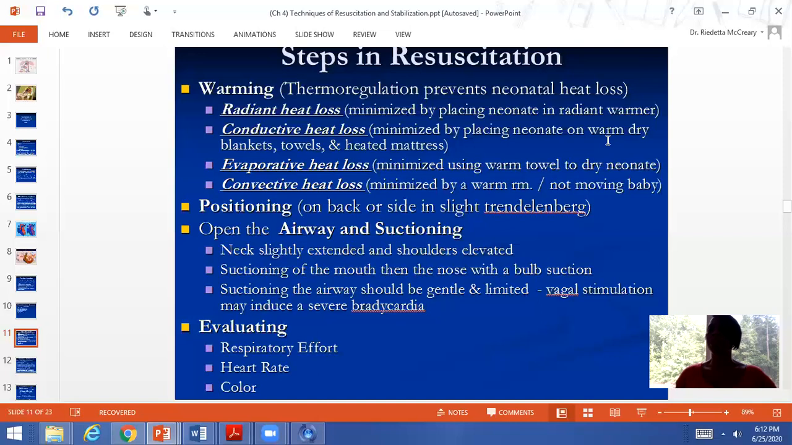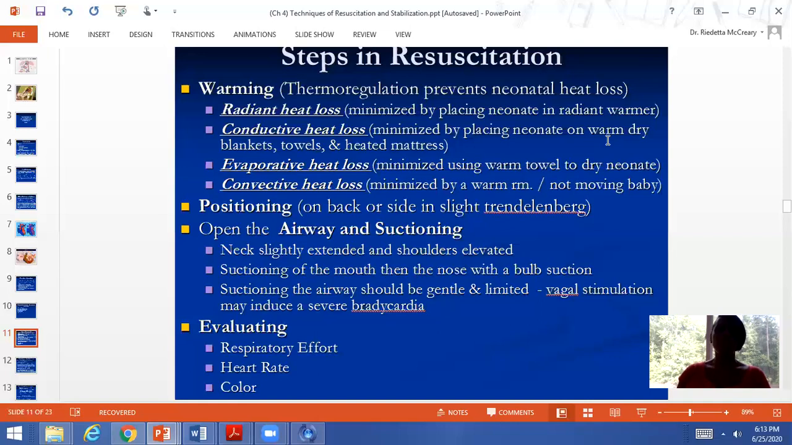This is very important in anatomical malformations. If the anatomy is not formed properly where the airway is concerned, having their shoulders elevated will help alleviate some of those anatomical malformations that are preventing air from moving into the lungs.